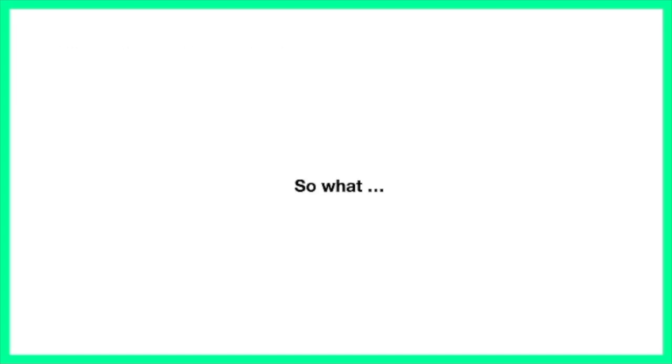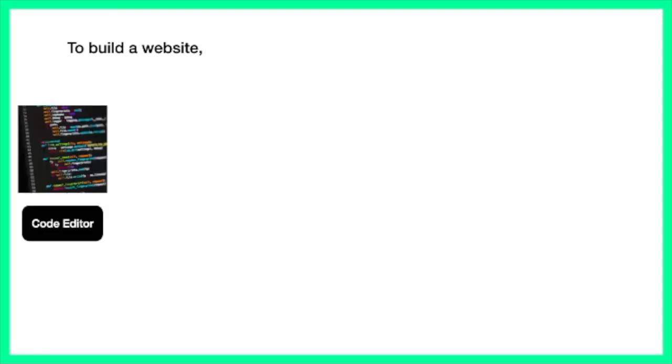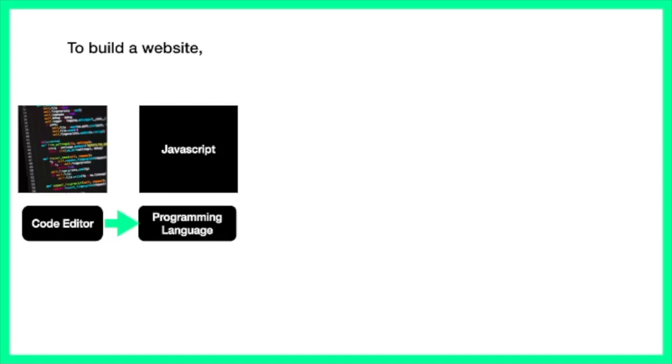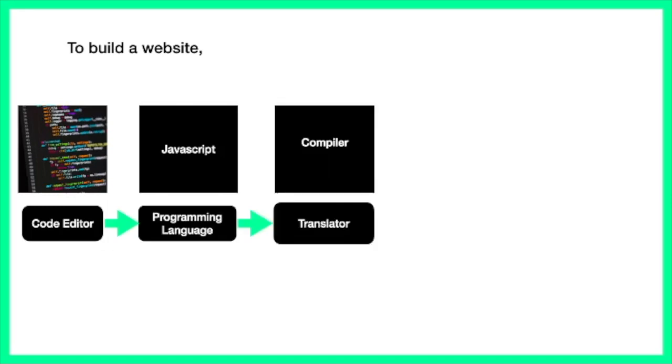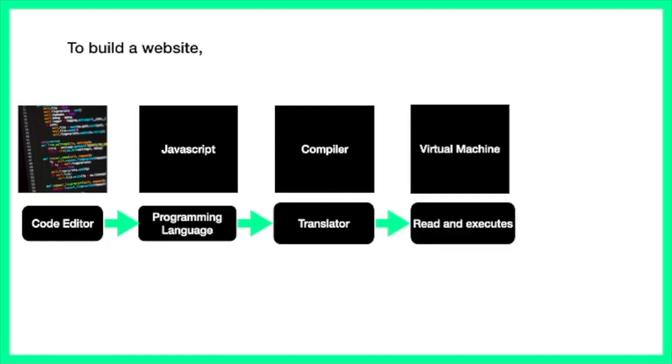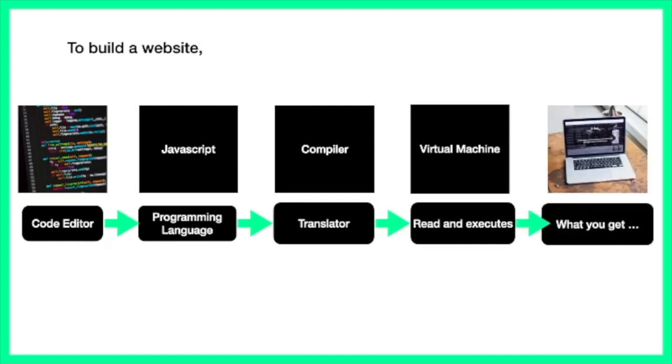Nice. So now, what if I want to develop a web application, a website for example? The same coding process follows. First, we grab a code editor, we write code using programming language, we pass the code through the translators to get the binary code, and then we pass the binary code to the virtual machine to read and execute, and finally we get a working website.